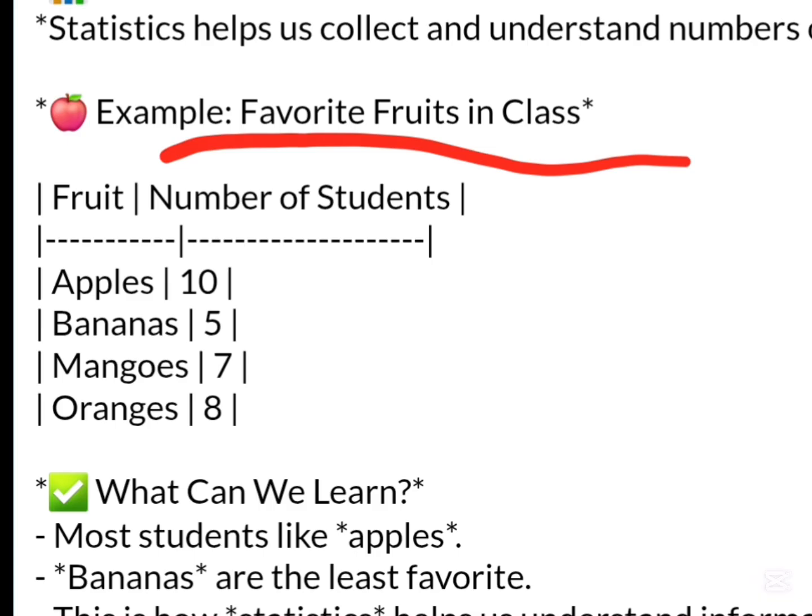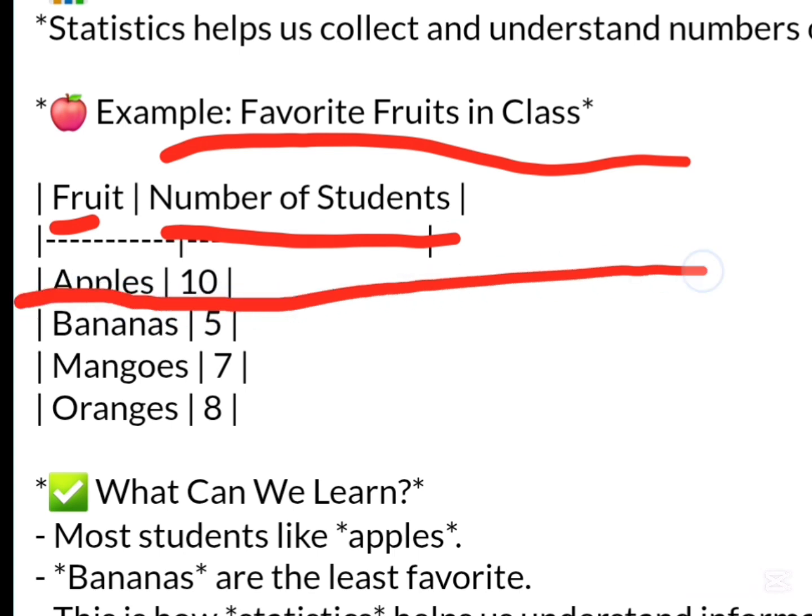The teacher is making a table. There are fruit names: apples, bananas, mangoes and oranges, and there are the numbers of students. How many students like apples? 10 students. Bananas, 5 students. Mangoes, 7 students. And oranges, 8 students. So with the help of this table, we can come to know how many students like apples, bananas and mangoes by organizing the numbers. So this is called statistics.